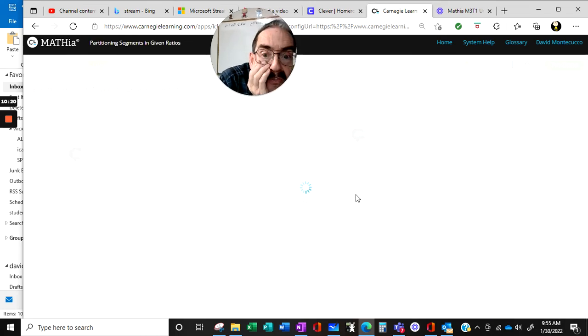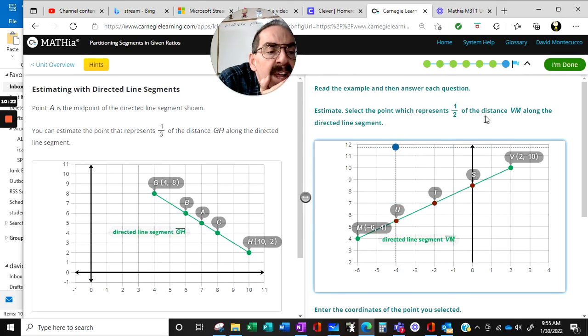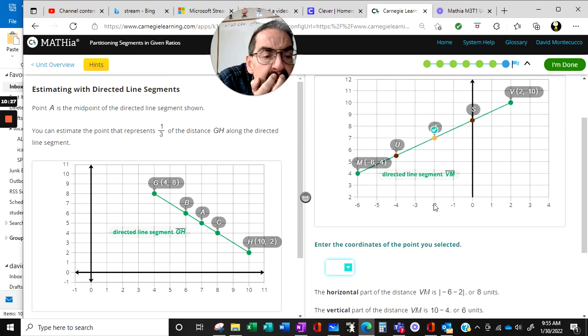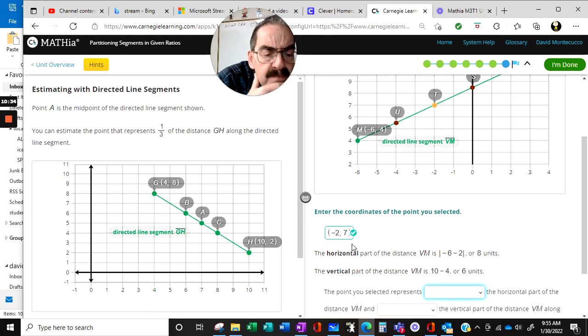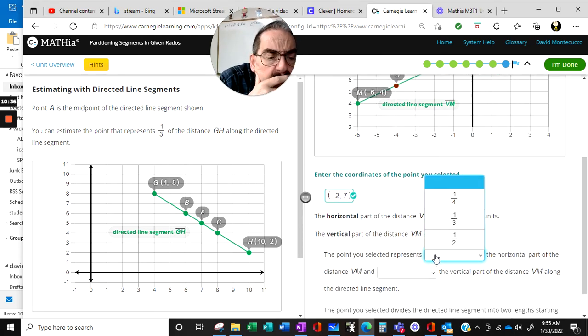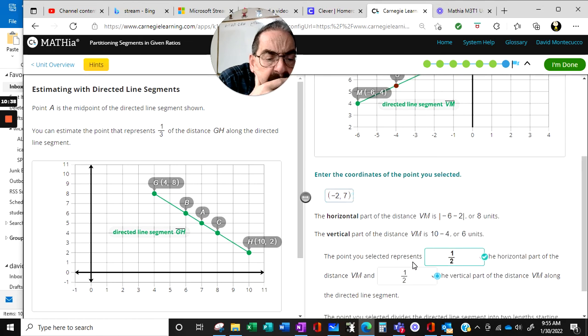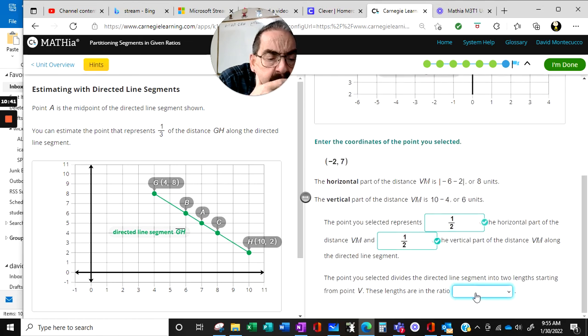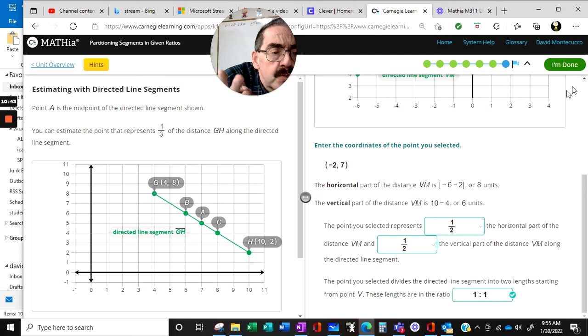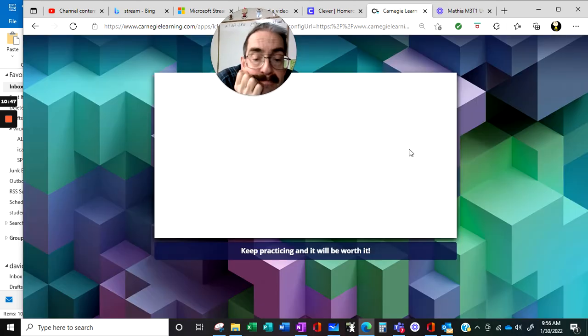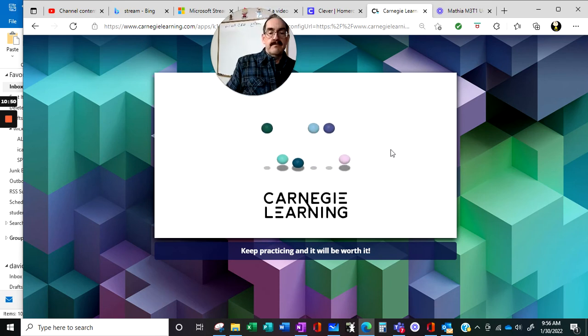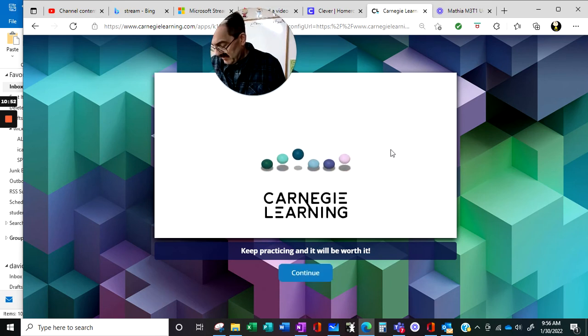I think we'll see if we can finish it. If we don't miss one, we'll be fine. Half the distance of VM, halfway, (-2, 7), (-2, 7), and you represented half, and these are 1 to 1, because there's only 2 total sections. Awesome. Okay, so that was a 12-minute.